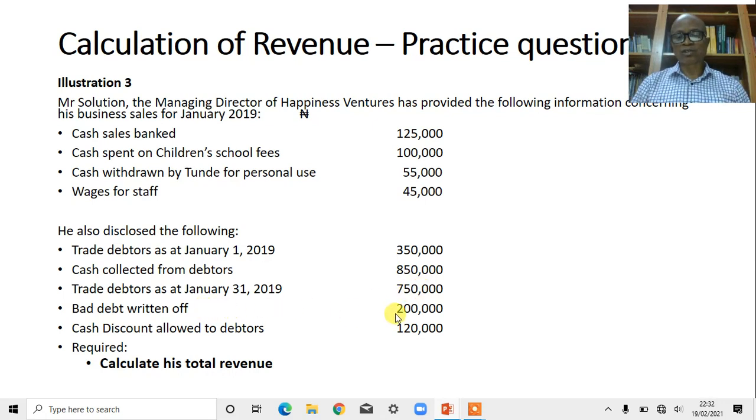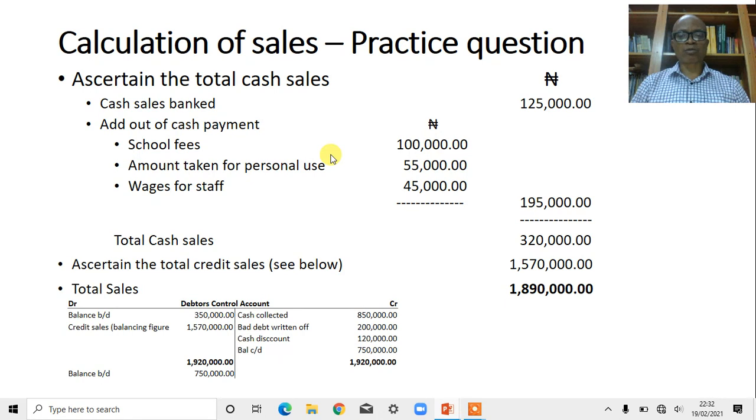Bad debts written off of 200,000. Cash discounts allowed to debtors 120,000. So we are required to calculate his total revenue at the end of the month, January 2019. So let's look at what this will turn out to be.